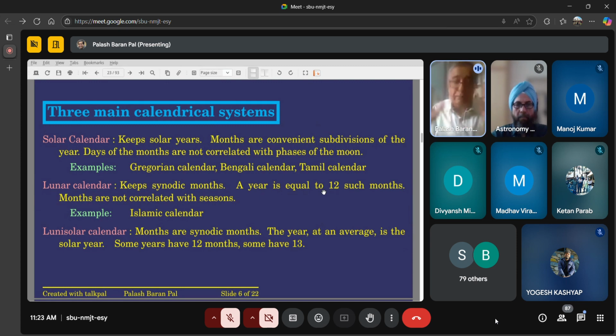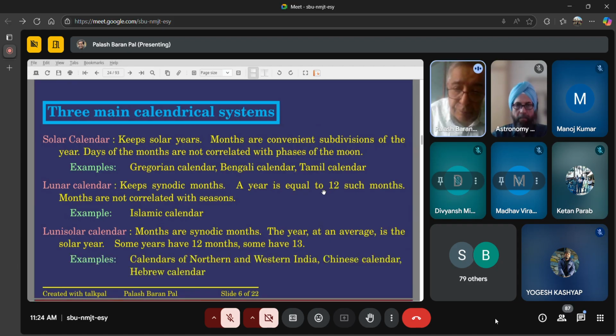But you will put the longer years in such a way that the average year is a solar year. What are examples? Let me tell you that almost all calendars of the world fall in this category. If somebody asks you a question about some calendar in some part of the world you know nothing about, and asks you to guess whether it's a solar, a lunar or a lunisolar calendar, always guess lunisolar, because you'll be right maybe 99% of the time.